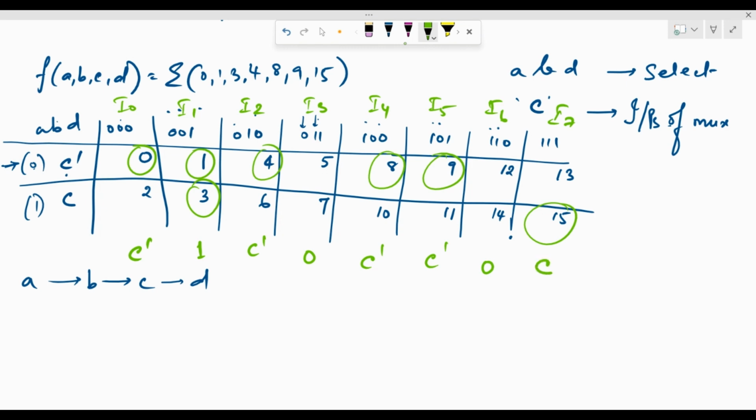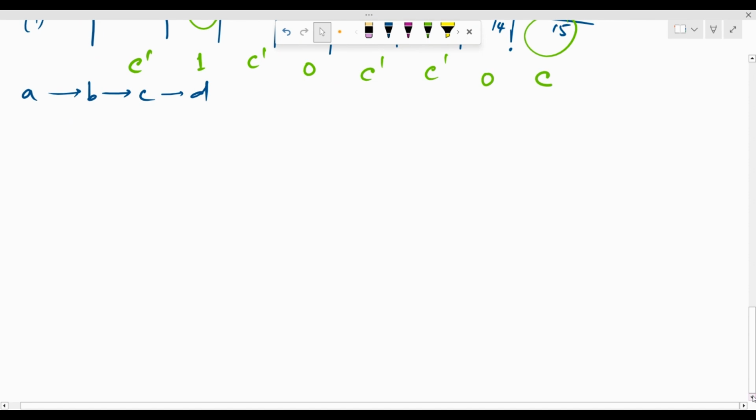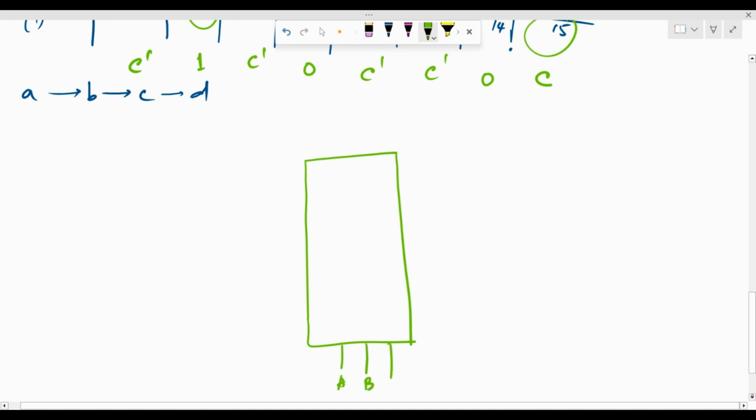If we look at this, we can implement our 8 cross 1 multiplexer in this manner, where C is going to be our input, and A, B, and D are our select lines. So here I have 0, 1, 2, 3, 4, 5, 6, and 7. This is an 8 cross 1 multiplexer with F as the output. So let's make these connections.